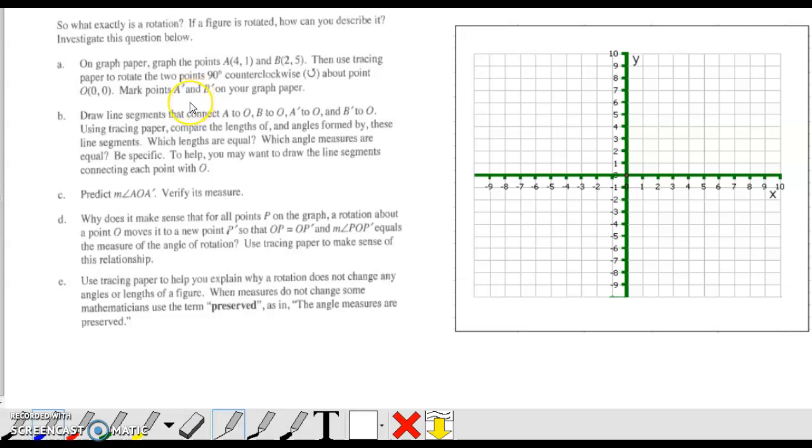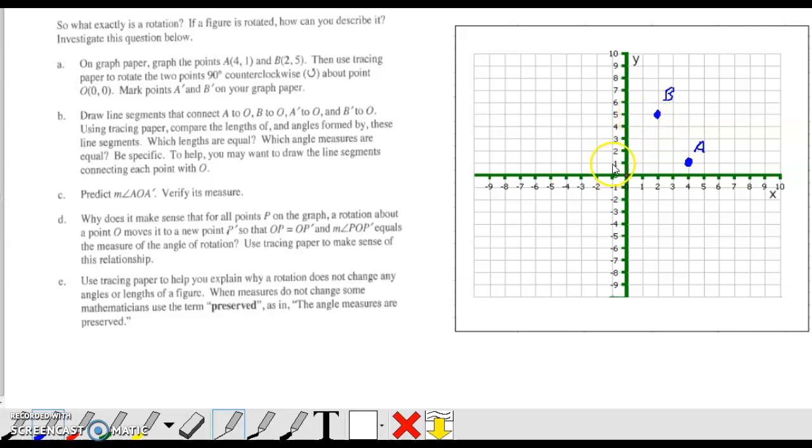Okay, so if we're coming back from a paused video, let's go ahead and answer these questions. On graph paper, we're going to plot these points, to the best of my ability. So 4, 1, there we go. I'm going to call this A. And then 2, 5, I'll call this B.